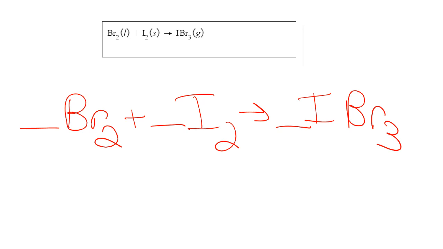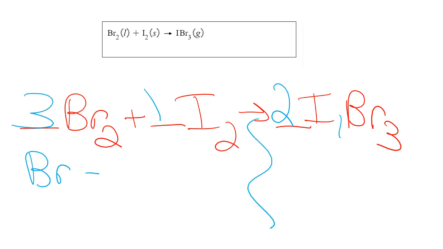So like I see that 3 on the right side. We can't put 2 into 3, so I'm just going to put a 2 in front. Now I just got to balance iodines and bromines. Iodines are already balanced because 1 times 1 is 2, and then I just got to put a 3 there.